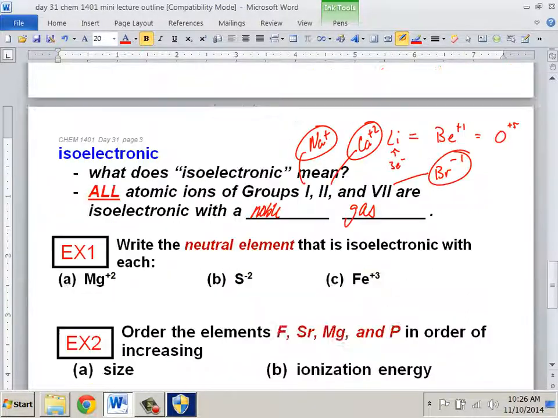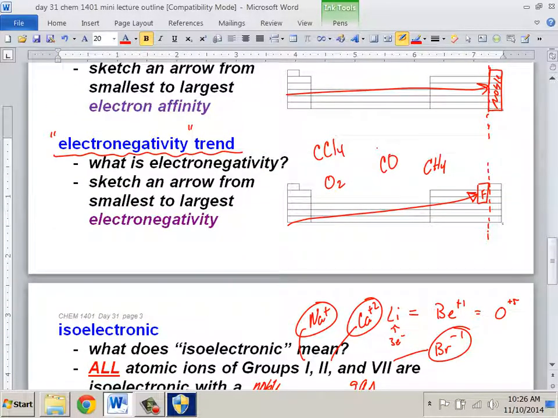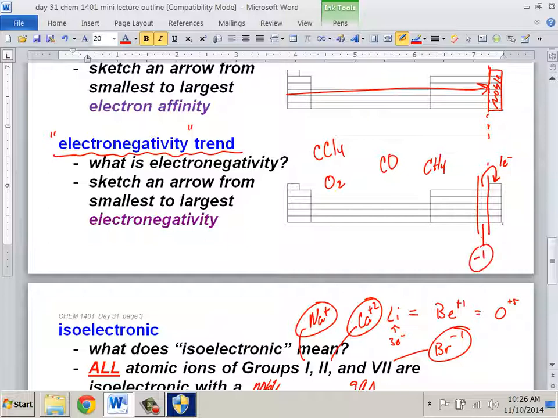Right? So you look at the periodic table. All those halogens, they just need 1 electron. So that's why they're all negative 1, right? All these guys have negative 1 charge. These guys all here lose an electron, so they're all positive 1. All these lose 2 electrons. They're all positive 2, right? So then it'll be isoelectronic with a noble gas.